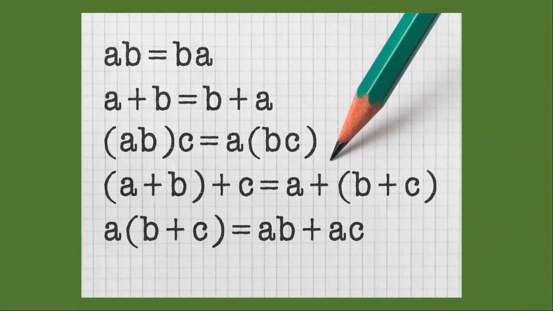We can further understand this with these explanations. A times B equals B times A, A plus B equals B plus A, parentheses A times B times C equals A times parentheses B times C, and parentheses A plus B plus C equals A plus parentheses B plus C. Finally, A times parentheses B plus C equals A times B plus A times C.